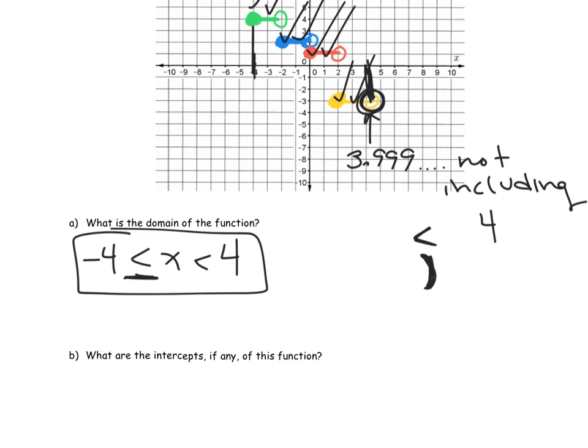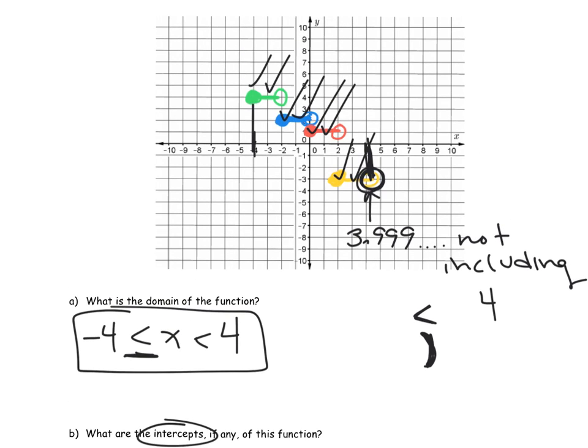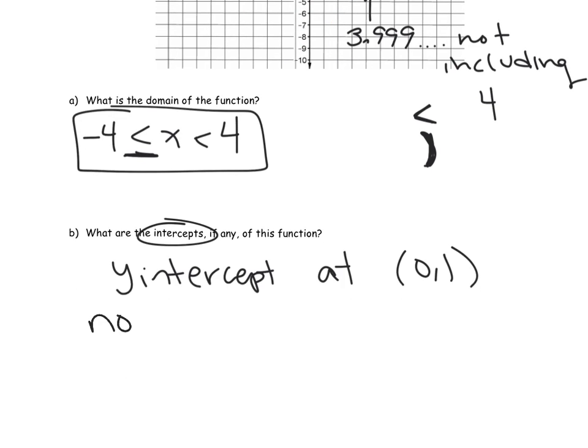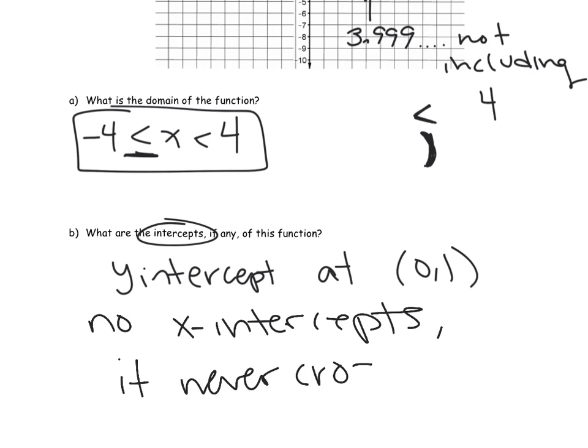Okay, next question says, what are the intercepts, if any, of this function? Well, let's see. Are there any x and y intercepts? Well, we have a y-intercept at the point (0, 1), but there are no x-intercepts. It does not cross the x-axis. It never crosses the x-axis.